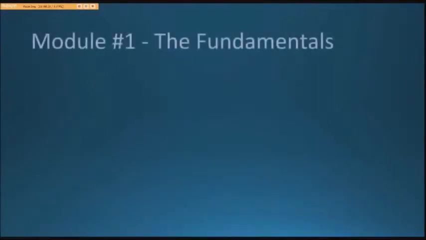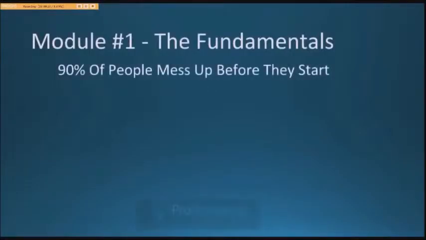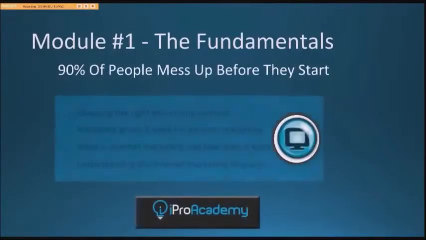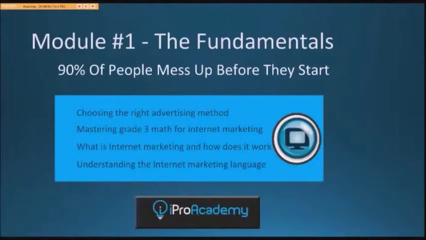In Module 1, the fundamentals are covered. As Fred points out, 90% of people starting an online business mess up from the start. In this module are lessons on how to choose the right advertising method. Key metrics are explained, such as CPC, EPC, CPM, eCPM, CTR, LCV, CPL, CPA, and CPS. These are terms every marketer needs to know and understand.